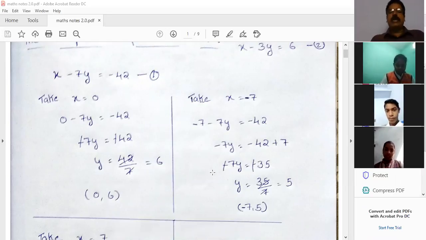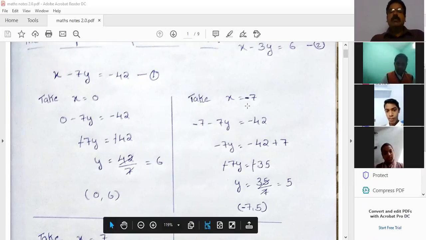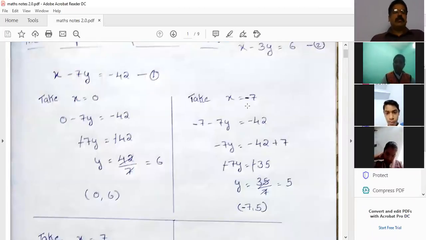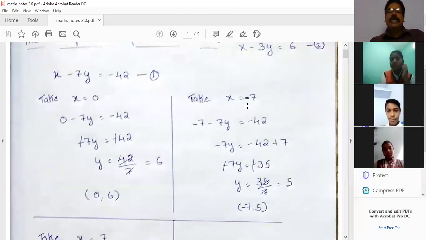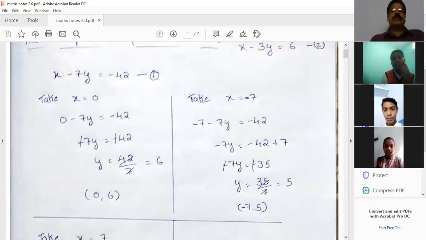Now next I take x equal to minus 7. Why do I take x equal to minus 7? If I take any other number, I will get a rational number. I already told you, to draw the graph you have to get only integers, not rational numbers. If fractions are there, you cannot place the point; it is difficult to place the point on the graph sheet. That's why I took the numbers which are in the 7 table.